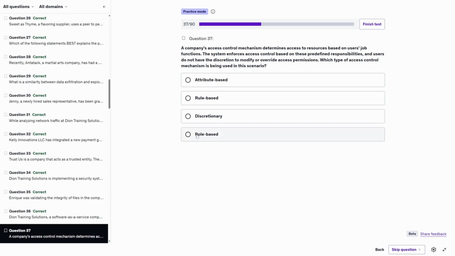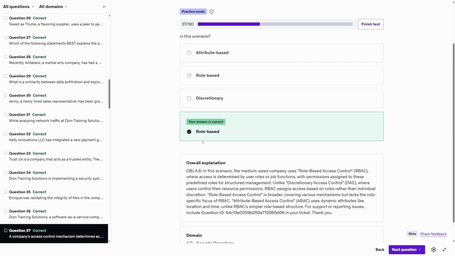And this one is going to be role-based. In this scenario, the medium-sized company uses role-based access control, where access is determined by user roles or job functions with permissions assigned to these predefined roles for structure management. Unlike discretionary access control, where users control their resource permissions, role-based access control assigns access based on the roles rather than individual discretion. I'll leave up the remaining answers for a few seconds.